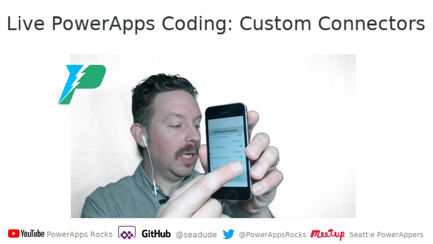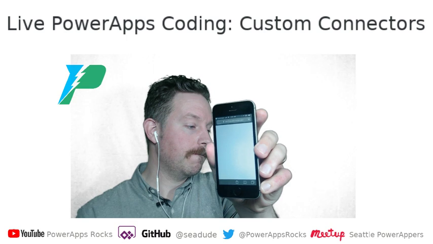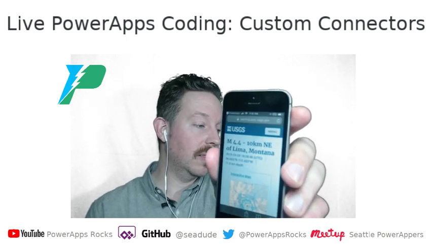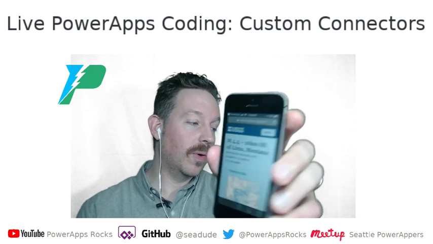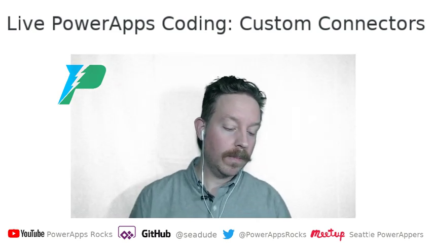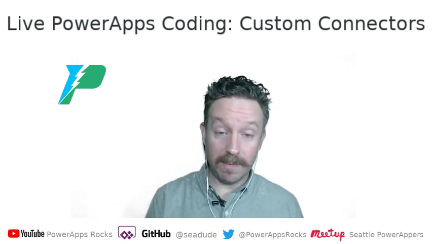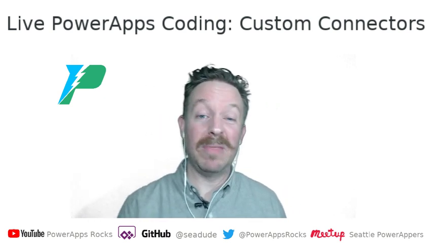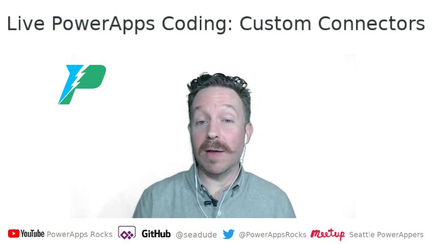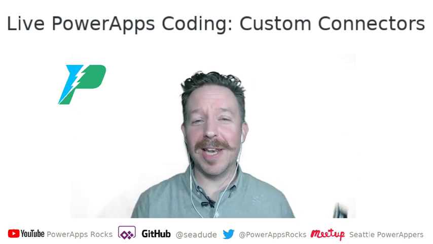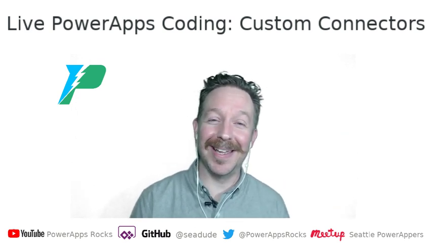I'm going to click the icon there, and notice it opens up the USGS site. 4.4 northeast of Lima, Montana. So pretty powerful, right? We built a mobile app that does something somewhat meaningful, with a handful of technical difficulties, in an hour. That's pretty good.